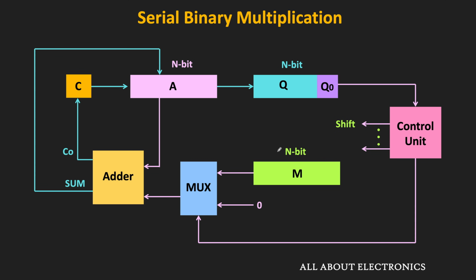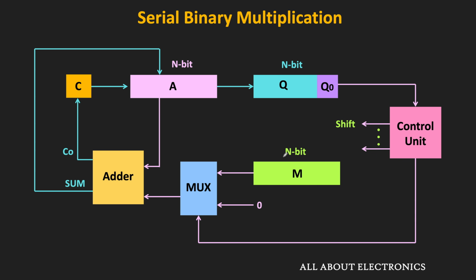So like I said, here we will require the 3 registers. That is A, Q and the M. And out of the 3 registers, this A and the Q should be shift registers, so that we can perform the logical right shift operation. And then to store this carry bit, we will also require an additional 1 flip-flop. Apart from that, to perform the addition, we will also require the n-bit adder.